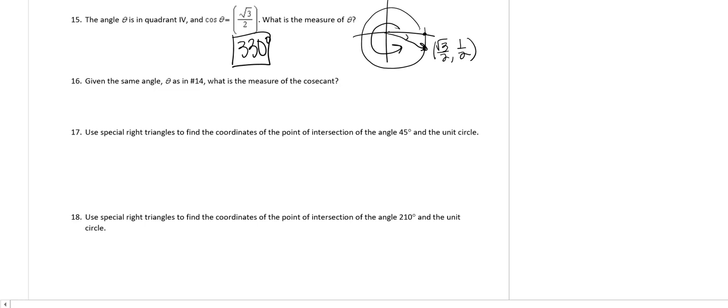Given the same angle theta as in 14, what is the measure of the cosecant? Great. I know that cosecant, CSC, is going to be 1 over the sine of theta.